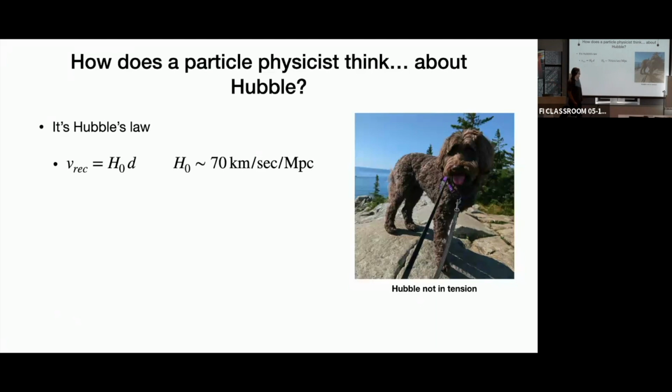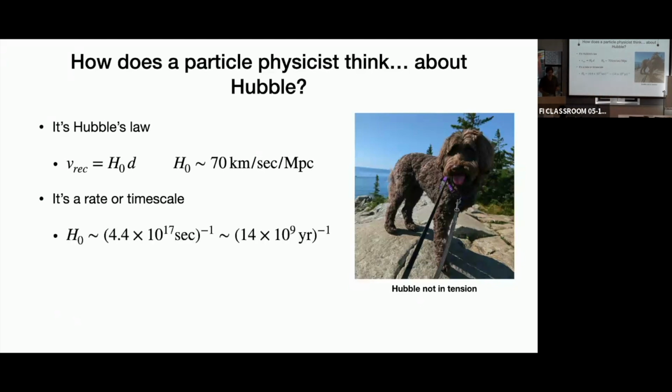But that's not the only Hubble. It's also a rate or a time scale. This is kilometers per second per megaparsec, so I can just convert my units, so I only have seconds left. And this turns into a time scale. And that time scale is about 14 billion years. And that's the time scale over which the universe changes by order 1.